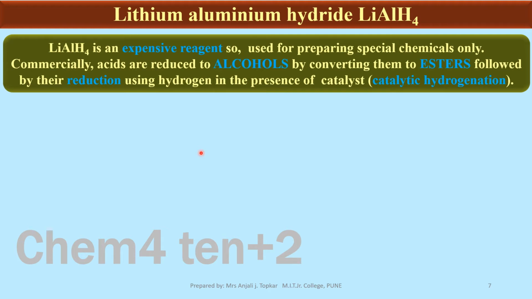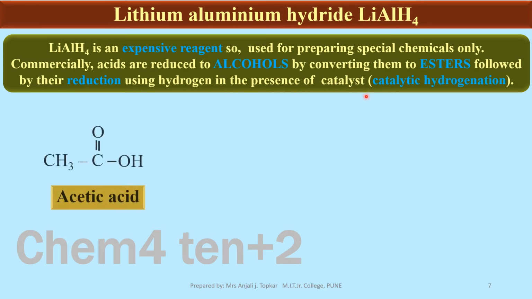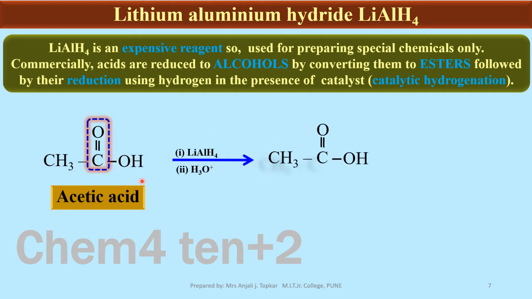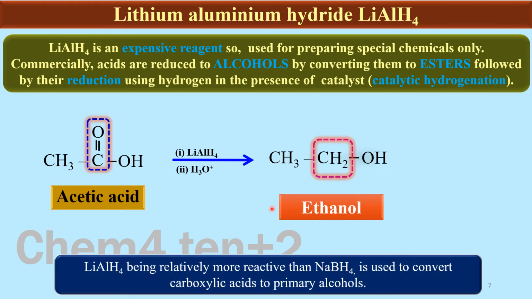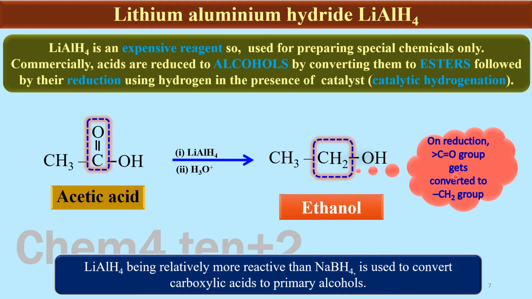Commercially, acids are reduced to alcohols by converting them to esters, followed by their reduction using hydrogen in the presence of catalyst. Here we have taken acetic acid, CH3COOH. In the presence of lithium aluminium hydride and H3O+, we find C double bond O gets converted to CH2 group and ethanol is obtained. Lithium aluminium hydride, being relatively more reactive than sodium borohydride, is used to convert carboxylic acids to primary alcohols. On reduction, C double bond O group gets converted to CH2 group.